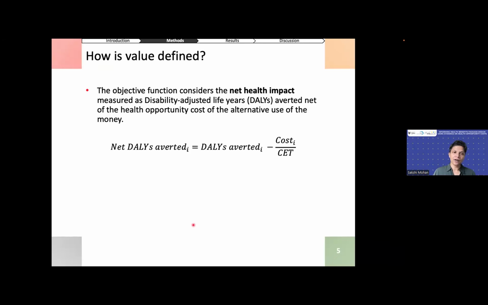Now, going back to how the value was defined in the objective function, like Dr. Odame's study, we used the net health impact, which, as previously mentioned, is just the disability adjusted life years averted, less the health opportunity cost of alternative uses of that money. So as you can see here, you have the familiar equation: the net DALYs averted of any intervention i is just the DALYs averted by that intervention i minus the cost of the intervention divided by the cost effectiveness threshold.